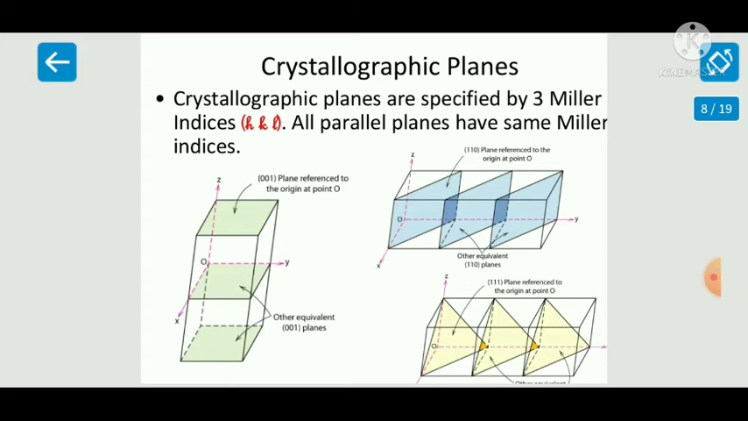Another one is another equivalent plane, 1 1 0, with different angles and dimensions. 0 is the origin point, and x, y, z are the directions and intercepts of these faces, with the corner atoms. This is the plane 1 1 0. Another one is the 1 1 1 face. Each corner atom is at 1, and the plane is referred to the origin at the point 0, the starting point. The corners of the atoms are at the edges, 1 and 1.